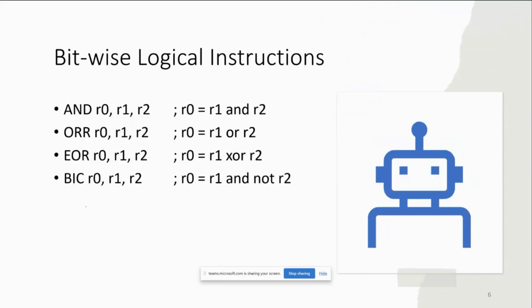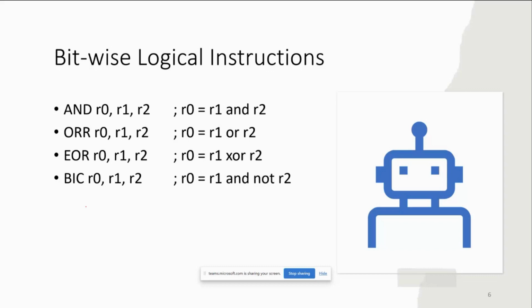Then we have bitwise logical operations. ARM offers bitwise logical instructions like AND, OR, exclusive OR, performing operations at the bit level, manipulating specific bits based on operands. Additionally, there is a bit clear instruction abbreviated as BIC. These operations involve adding the complement of R2 with R1, effectively clearing bits in R1 wherever corresponding bits in R2 are set to 1. In a sense, it clears specific bits in R1 based on the ones in R2.